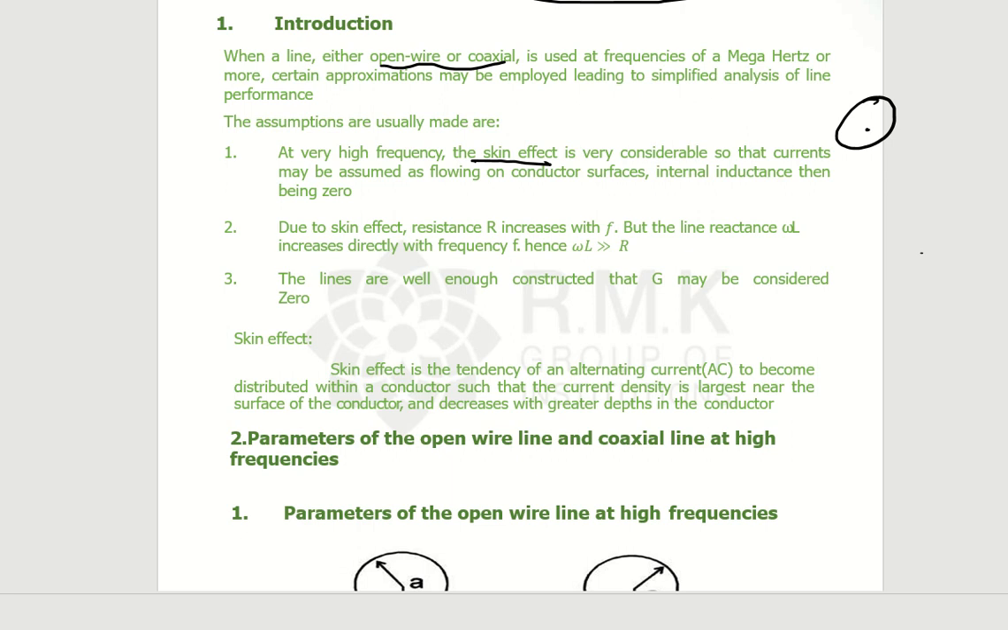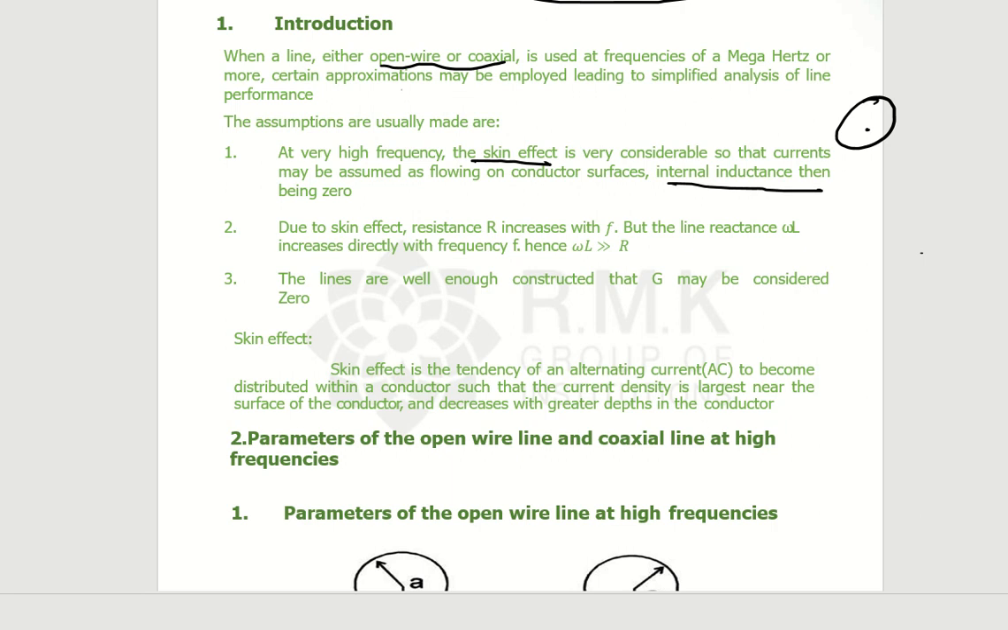When a line, either open wire line or coaxial line, is used at the frequency of megahertz or more, certain approximations may be employed leading to simplified analysis of line performance. The assumption is that at high frequency there is a chance of skin effect. What is meant by skin effect? While we are transmitting the high frequency signal through the conductor, the current flows at the outer surface of the conductor, not inside the conductor. It leads to internal inductance becoming zero.